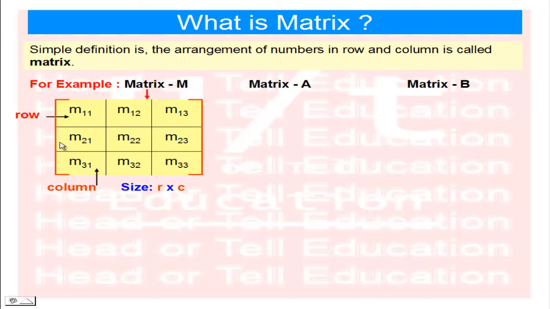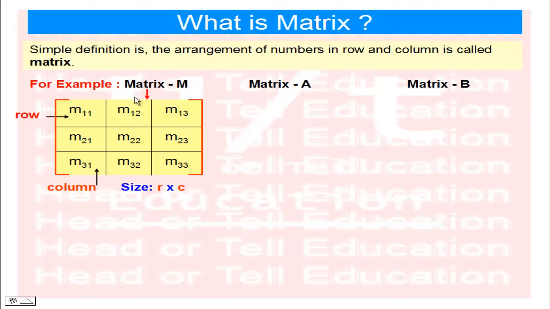For example, here we have a matrix, the name is M, and in this matrix we have the row. This is the row and this is the column, and this is the value of the matrix, and the position of a value is like M22, M23, M11.